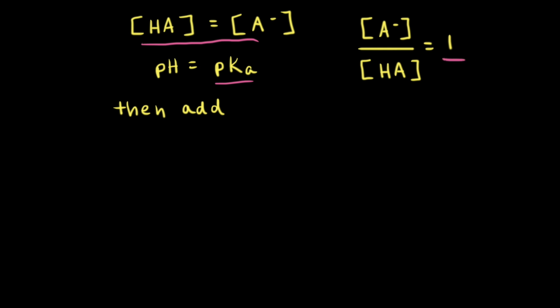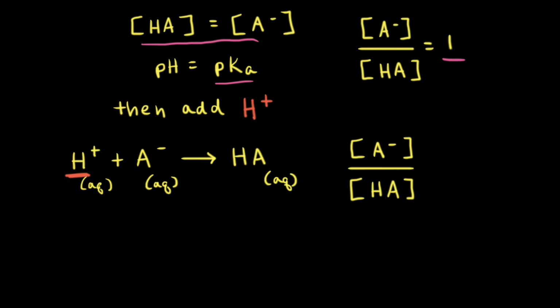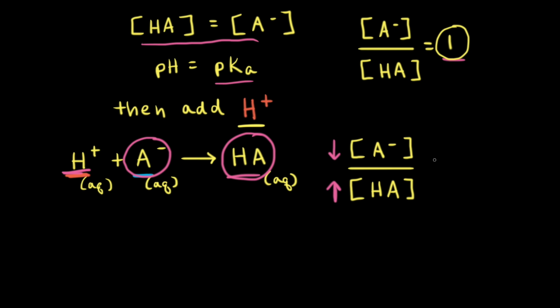Let's think about what happens if we add some acid, some H+, to our buffer system. The acid that was added gets neutralized by the base that's present, which is A-, to form HA. And because we're using up the A- to neutralize the H+, the numerator of our ratio would get smaller. And because we're forming more HA, the denominator would get larger. So we started out with our ratio being equal to 1, but after we add small amounts of acid, the ratio will be less than 1. And as we add more and more acid, the ratio will keep getting smaller.